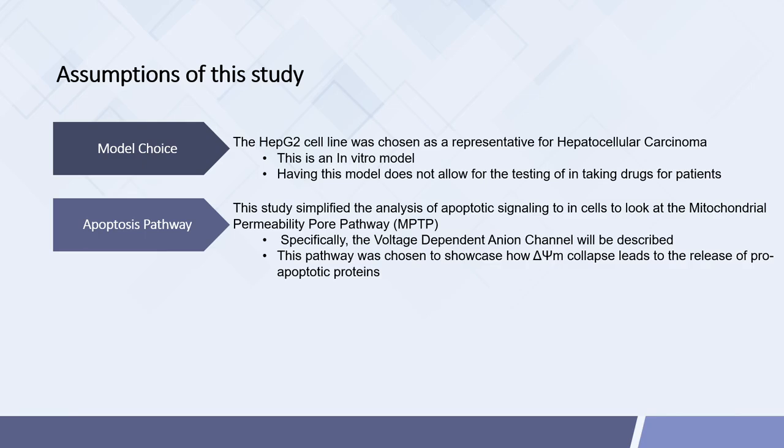Another assumption was made in this study's analysis of cell death. I wanted to focus on the mitochondrial permeability transition pore pathway since it is dependent on mitochondrial membrane potential and its depolarization leads to the output of pro-apoptotic proteins. This narrowed analysis allows for the examination of the role of mitochondrial membrane potential on cell death.